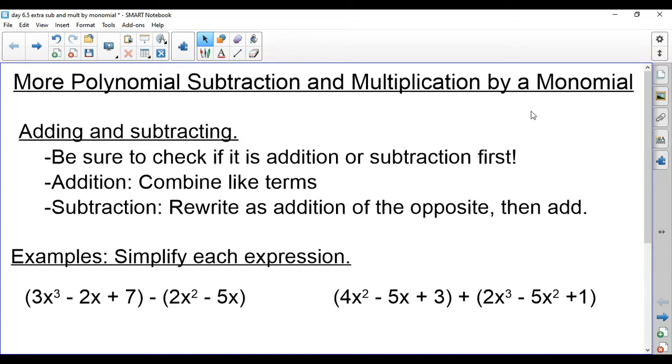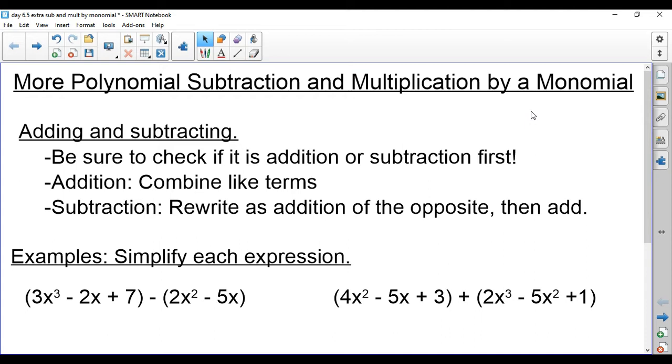To start the week, we're going to go back and take another look at two of the skills that we learned the end of last week. We're going to do some more practice with polynomial subtraction and multiplication by a monomial. When I was looking over the assignments last week, I saw that especially with subtraction, some people were having difficulty.